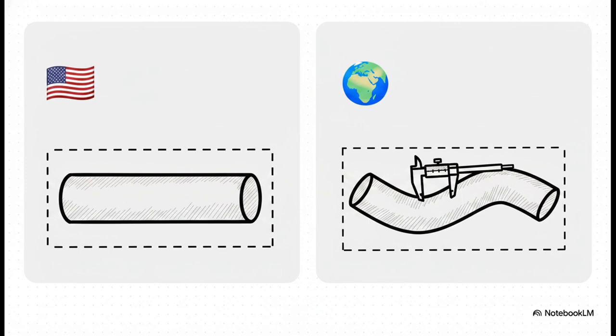Now hold on a second, because there is a massive global distinction we have to make right here. It is absolutely crucial to know which standard your manufacturing shop is actually using. Under the ASME standard, which is widely used in North America, this envelope principle is totally automatic. Rule number 1 applies by default.